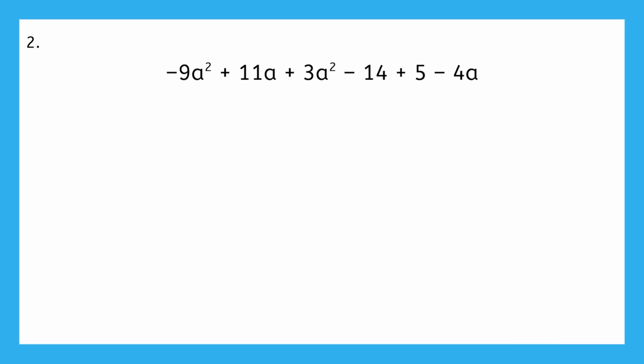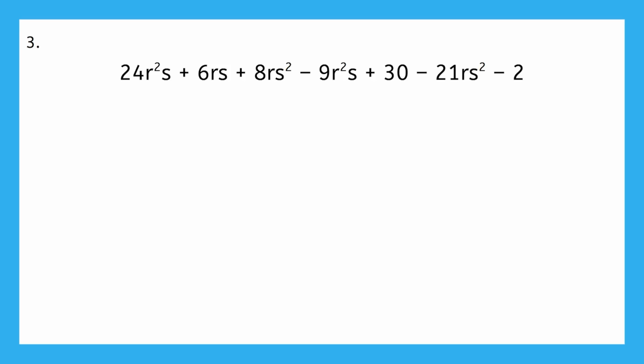Check your work. What's the like term to negative 9a squared? That would be positive 3a squared, because they both have the variable a and the exponent 2. Both of those terms get the same label. What's the like term to positive 11a? Absolutely, negative 4a. Last up is negative 14 and positive 5, which are like terms because they're both constants. Nice job.